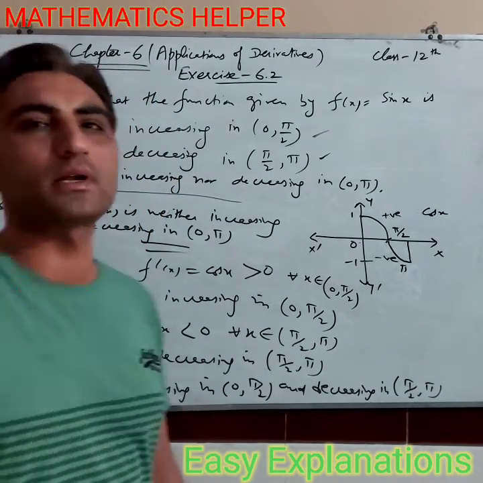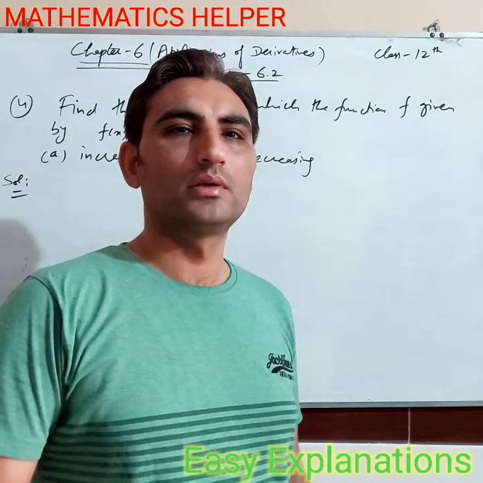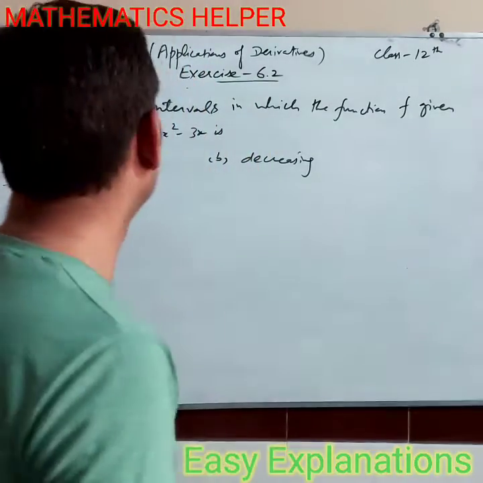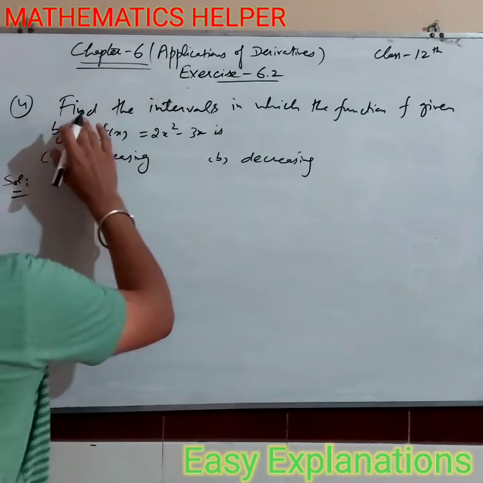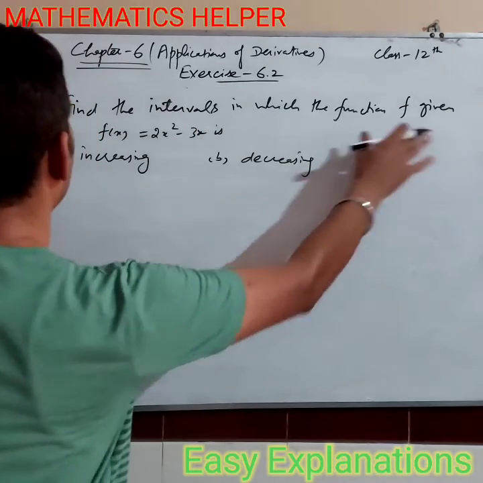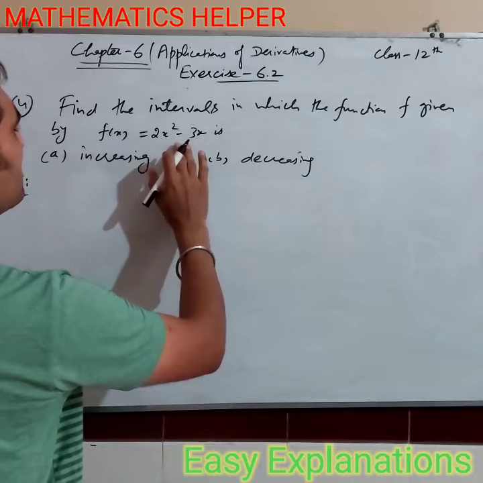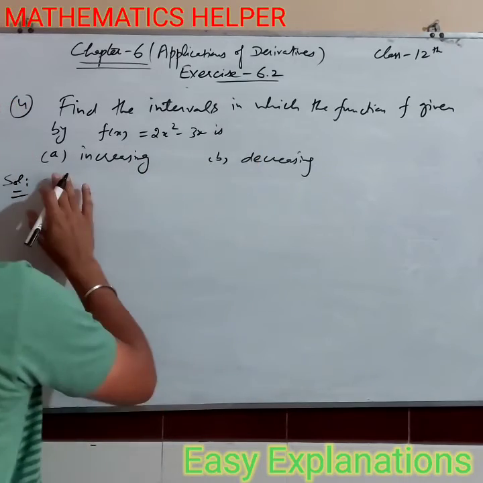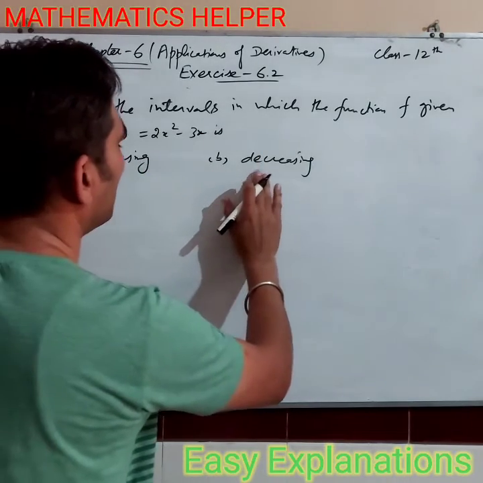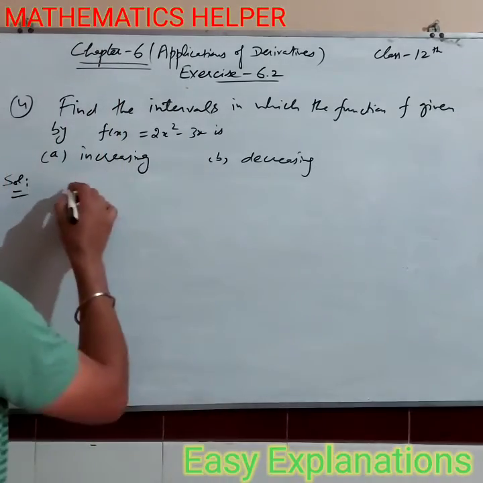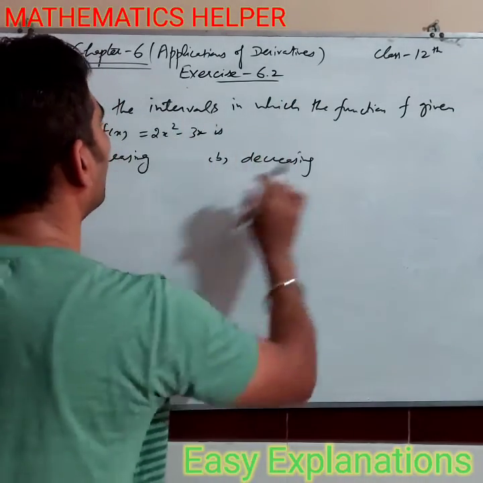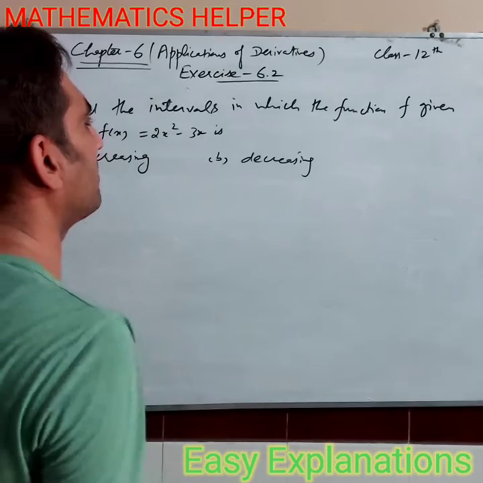This was the third. We will start now question number 4. Students, question number 4 is given like this. Find the intervals in which the function f given by f(x) equal to 2x square minus 3x is increasing in part a, and decreasing in part b. So let's start its calculation. A little bit of new work is given, so this new work you have to remember.